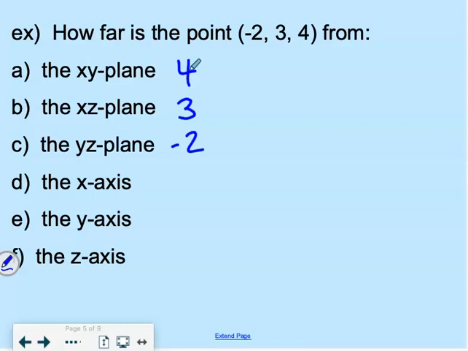So when you're doing the distance to the x-axis, you need the perpendicular distance to the x-axis. So from the point (-2, 3, 4), what octant are we in for point (-2, 3, 4)?